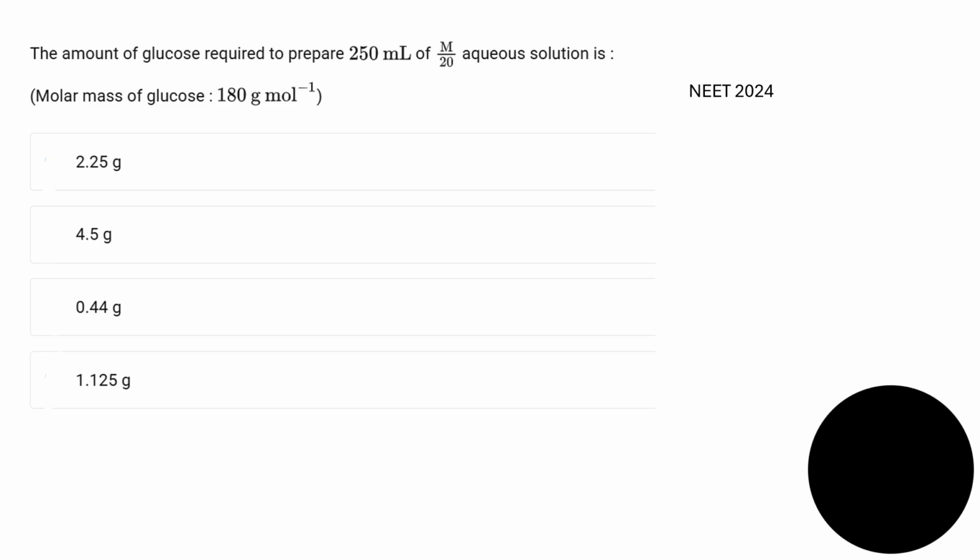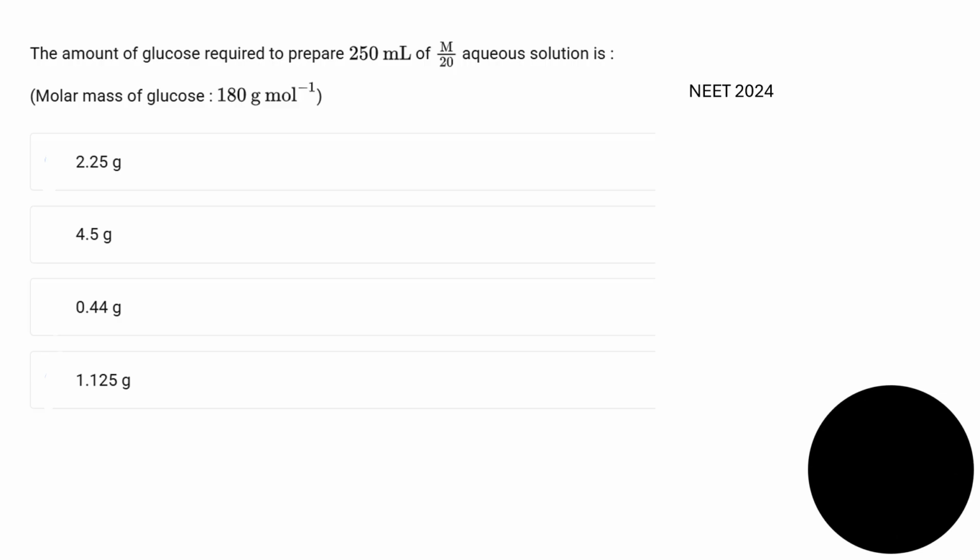Welcome. In this video, I am going to solve a NEET 2024 question in physical chemistry under the topic of some basic concepts in chemistry. Let's see the questions. The very first question is: the amount of glucose required to prepare 250 ml of M/20 aqueous solution is. The molar mass of glucose is given. Then how to approach this question?